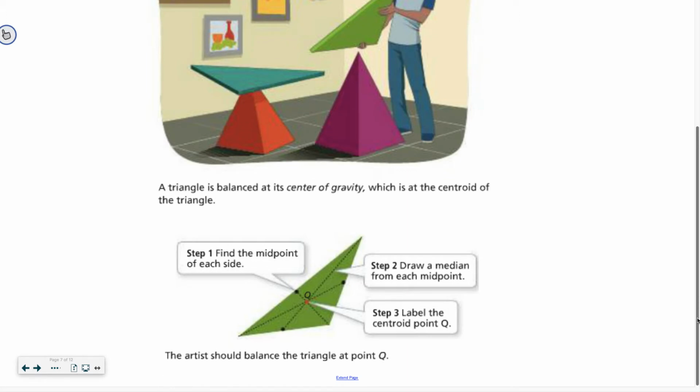So if you were trying to just draw a centroid, what you would do is you find the midpoint on each side. So here are my midpoints. And then you draw from the midpoint to the opposite vertex. And then if I was good at drawing, all 3 of those would have intersected at a single point called the centroid, or the point of concurrency, and that would be where that triangle would balance. That's the center of gravity for it.